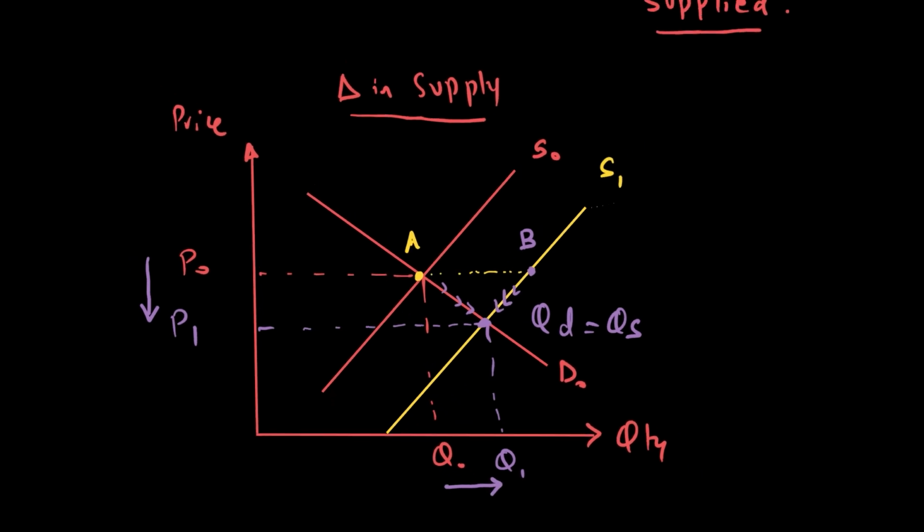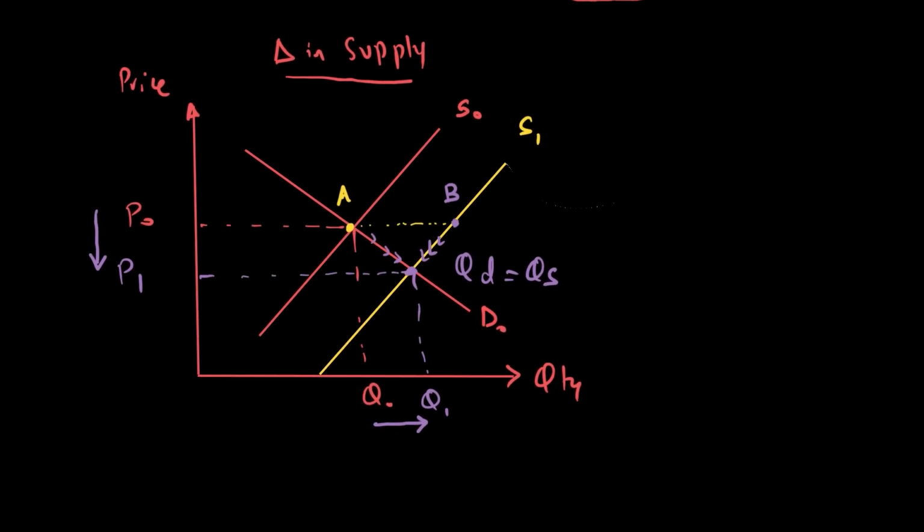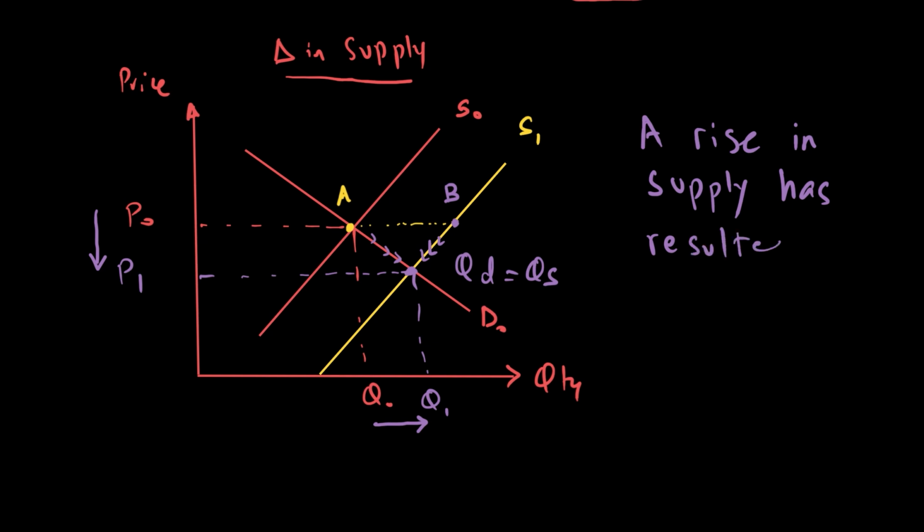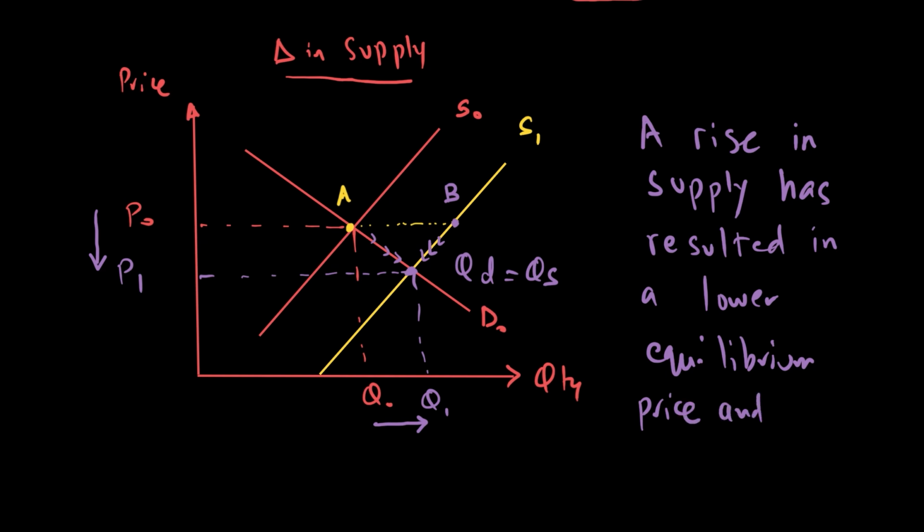But again, let's write a term for this. We will say this, that the rise in supply, and the language is important because we need to exactly say what has happened here. A rise in supply has resulted in a lower equilibrium price and a higher quantity demanded. Now, why am I saying quantity demanded?